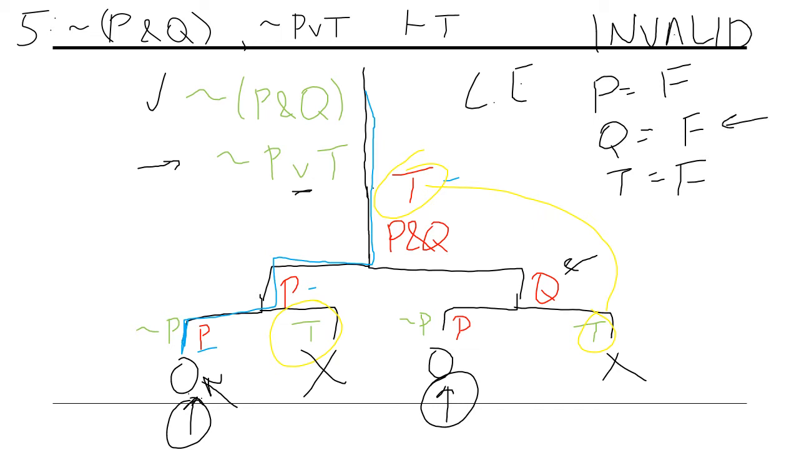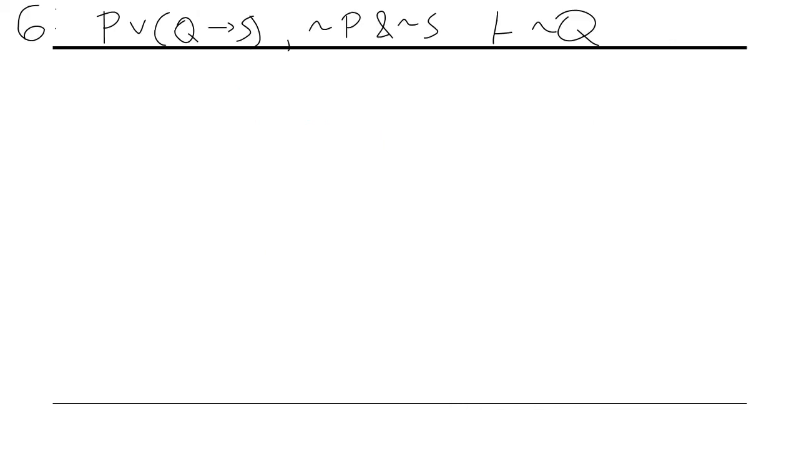You can't just put T or F, or you can't just put P and T by themselves. You have to give a value for Q. You have to give a value for each of the letters that appear in the sequence. So this one is invalid, and then we've got our counterexample there.